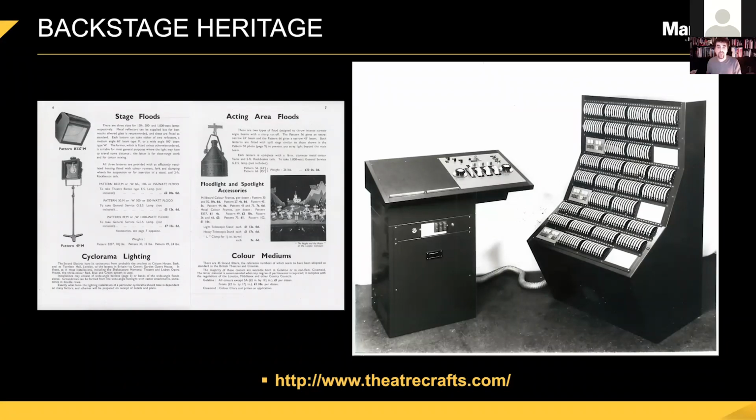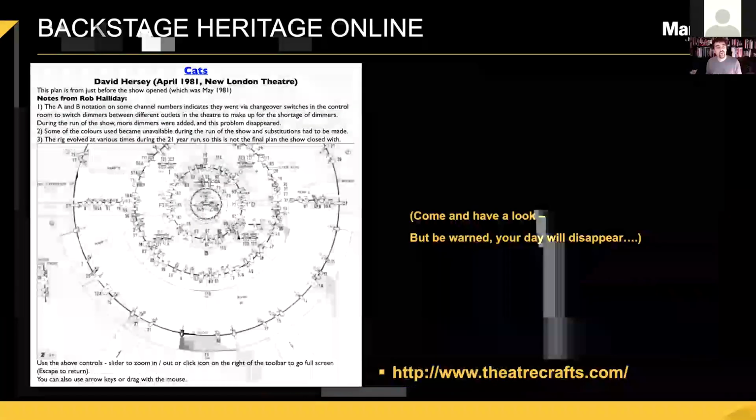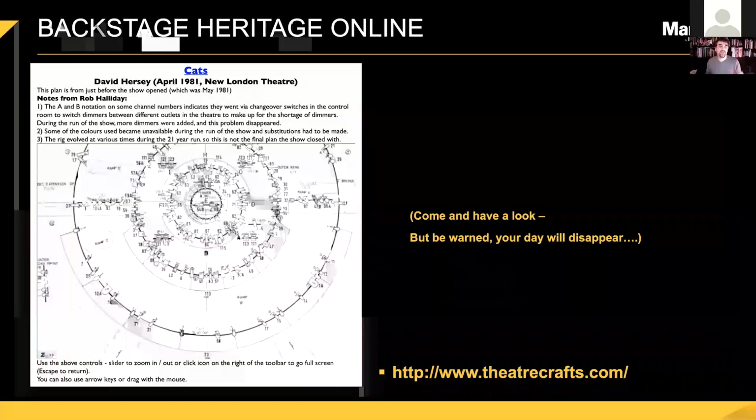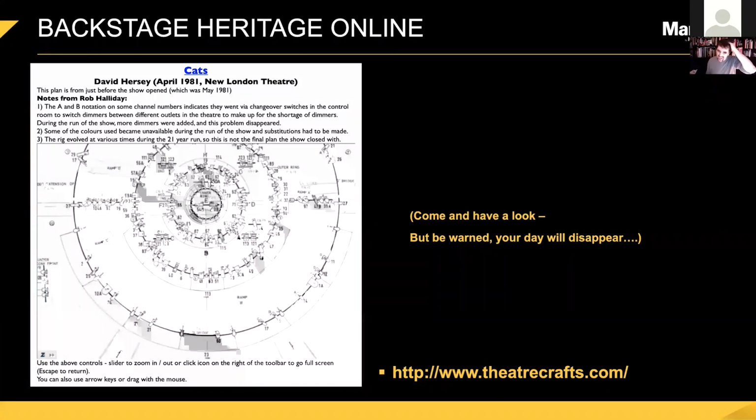Information about shows that actually then use this equipment. So this is Cats, the original London production of Cats, which unbelievably is 40 years ago this year, which is all there on the Theatrecraft's website. So come and have a look. But be warned, if you have any interest in any of this, you will very quickly find your day disappearing.